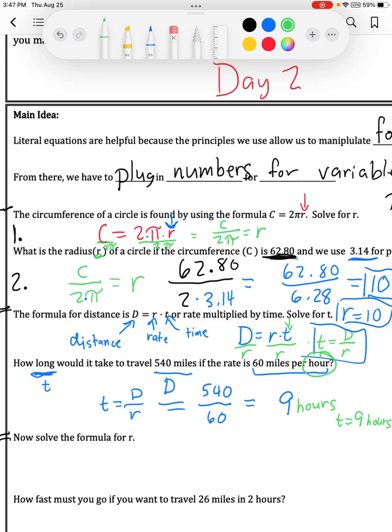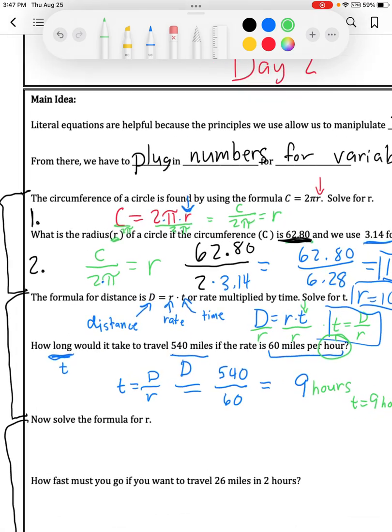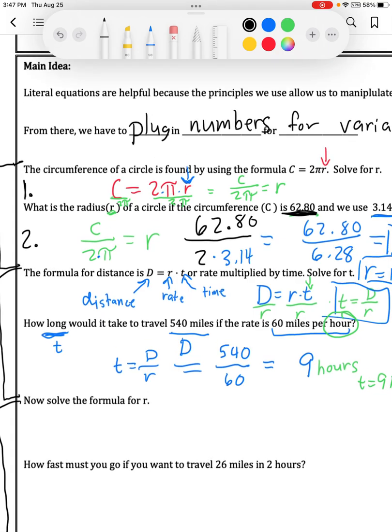The next problem wants us to do something very similar. It wants us to solve the formula for r. So let's go ahead and just rewrite it. D is equal to r times t. This time, instead of getting the t by itself, we want to get the r by itself. So let's go ahead and divide each side by t, giving us r is equal to d over t.